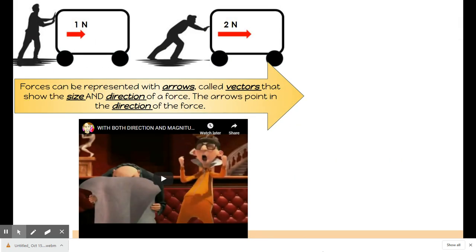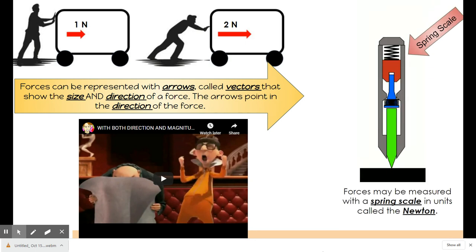Okay, so forces are represented or shown with arrows, and we call these arrows vectors. Vectors show you the size of the force and the direction of the force. So if you look at the picture here, we have 1 Newton of force, and it's got a small red vector, and then 2 Newtons of force has a larger red vector because it's more force.